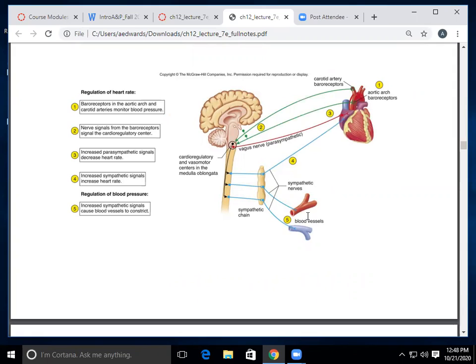Okay, so this is an image linking your nervous system and your cardiovascular system. So how does your body regulate heart rate? Well, your baroreceptors in the aortic arch, part of your aorta, as well as your carotid arteries, which branch off the aorta, can monitor your blood pressure. Baro has to do with pressure, like barometric pressure. You also have nerve signals sending a signal from those baroreceptors to the cardioregulatory center in your nervous system.